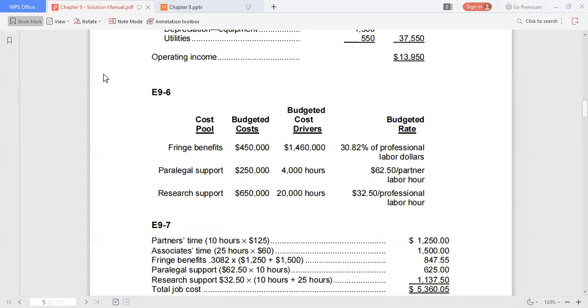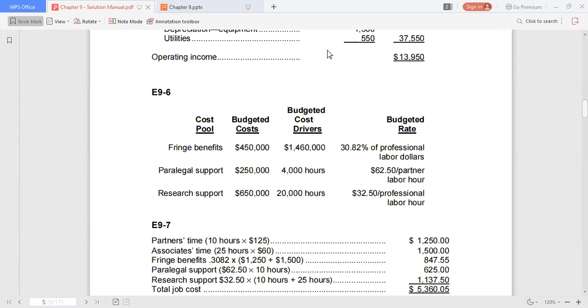So we have now budgeted cost drivers, $1,460,000. So we now divide 450,000 cost by the budgeted cost driver, which is still in cost, no, dollars divided by dollars. So we have 30.82%. It means that 30.82% of the budgeted cost drivers is the budgeted fringe benefits.